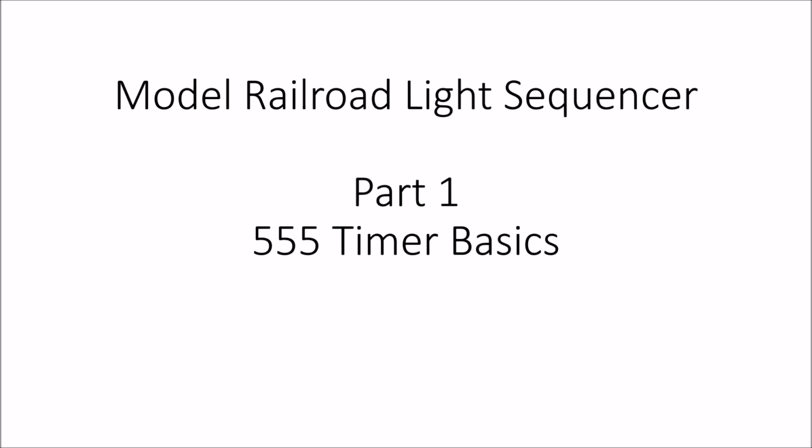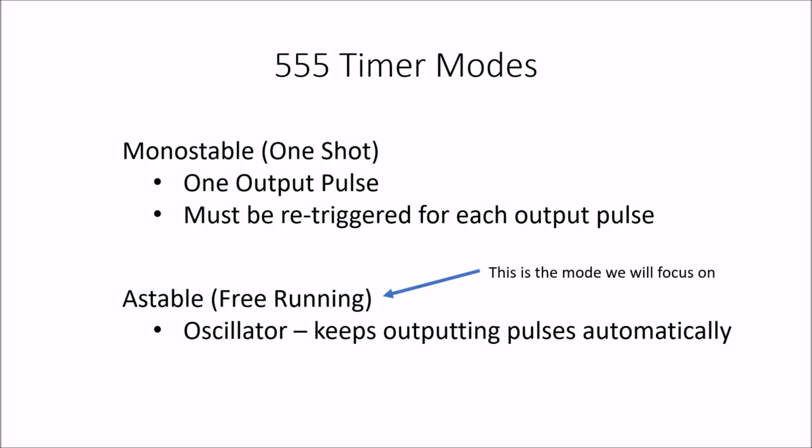Before we get started on the actual implementation of the light sequencer, we need to talk about some basics. One of the first things we're going to talk about is the 555 timer, which is going to be the basis of the light sequencer. The 555 timer has two basic modes. The first one is a monostable mode, sometimes called a one-shot. That means you put out one output pulse when the timer is triggered, and it must be re-triggered for each output pulse. The next mode is astable. It's basically an oscillator, free running, and it keeps outputting pulses automatically once it starts.